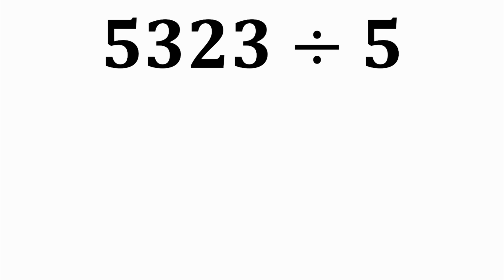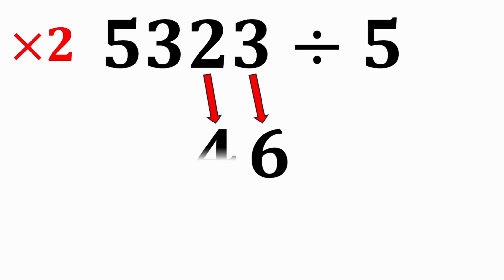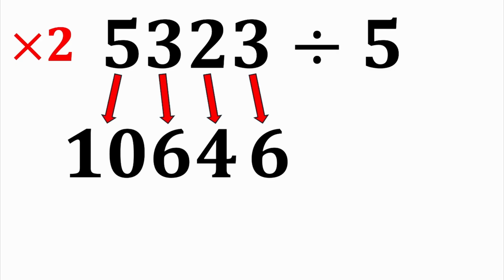Alright, here's a really cool math trick that's going to let you divide absolutely any number you want by 5 without a calculator. We're going to take the number and double it, so 5,323 times 2. Well, 3 times 2 is just 6, 2 times 2 is 4, 3 times 2 again is 6, and 5 times 2 is 10.